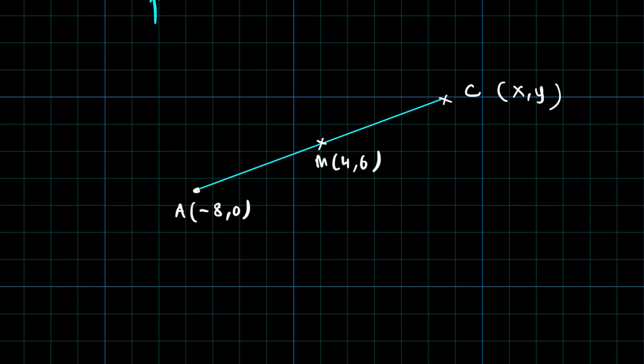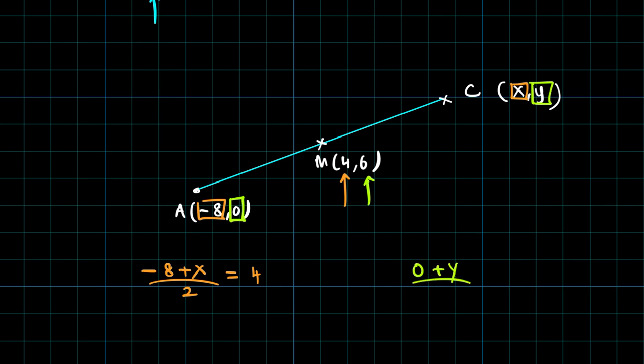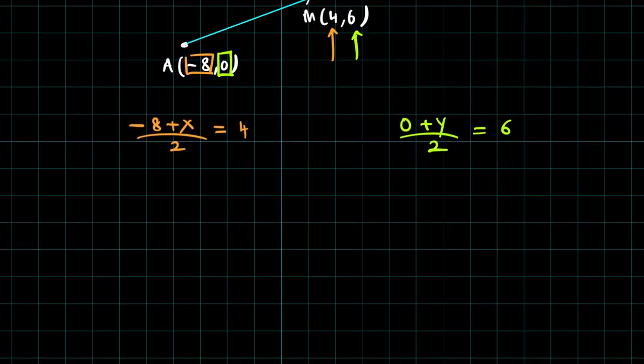That means if I take the average of negative 8 and X, it should equal 4. So let me write it down. (Negative 8 plus X) divided by 2 equals 4. That's the first equation. Now, if I take the average of 0 and Y, it should equal 6. So (0 plus Y) divided by 2 equals 6. Now let me solve this out. Therefore negative 8 plus X equals 8. Negative 8 equals negative X. Therefore X comes out to be 16.